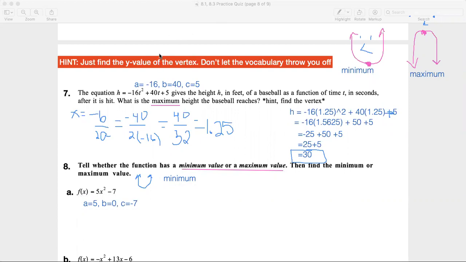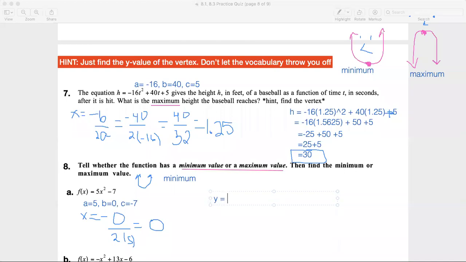So let's do your line of symmetry. X equals negative 0 over 2 times 5. Oh yes, I already like where this is going. Quite frankly, you don't even need to go on because 0 over anything is going to be 0, so you don't need to worry about 2 times 5. So my line of symmetry is at 0. Cool. So that means my vertex is at 0 comma something.